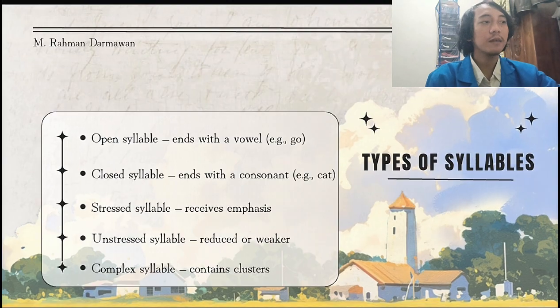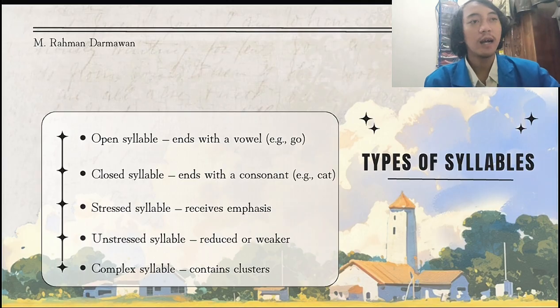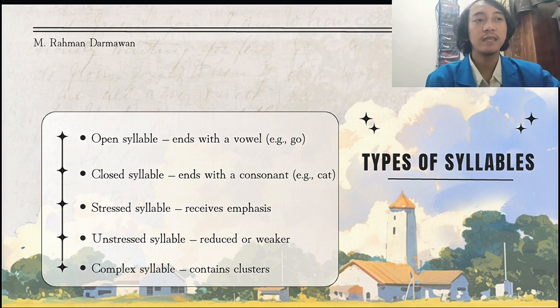The next slide, types of syllables. 1. Open syllables end with a vowel. Example, go. 2. Closed syllables end with a consonant. For example, cat. 3. Stressed syllables receive emphasis. 4. Unstressed syllables are reduced or weaker. And the last one, complex syllables, contain clusters.